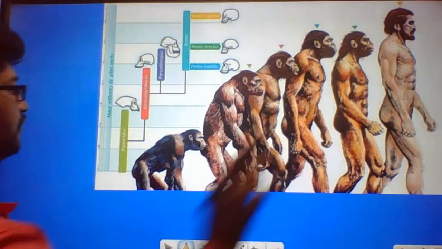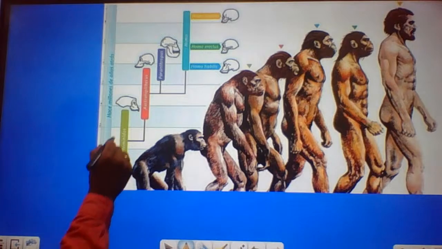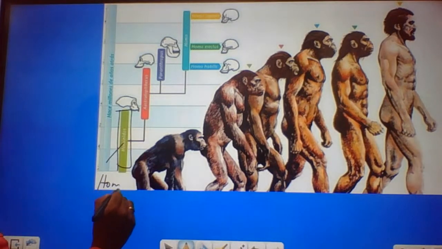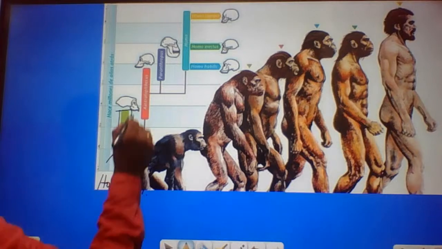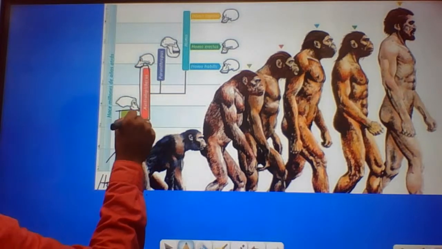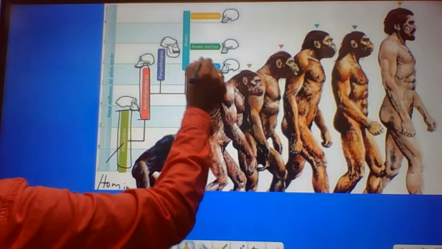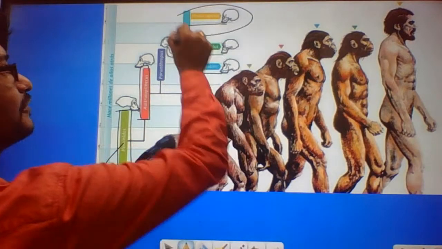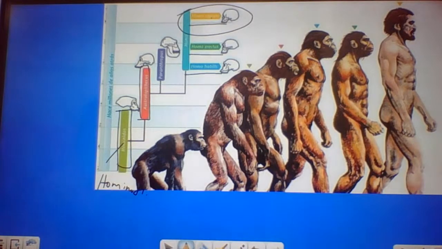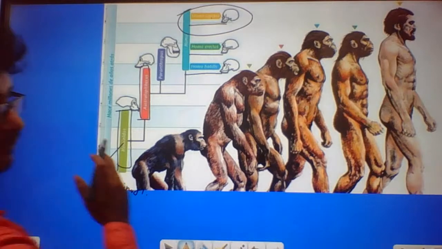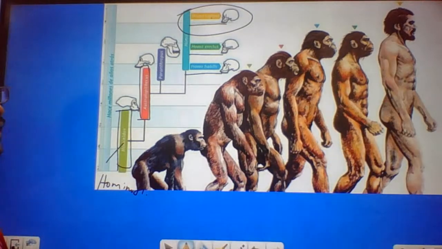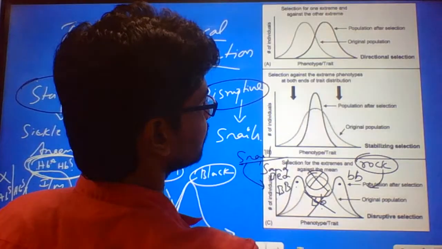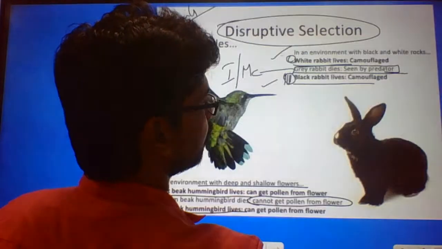So this is how the evolution takes place. First is hominoids. If it's not clear, I'll write it here: hominoids, then Australopithecus, then Homo habilis, Homo erectus, and Homo sapiens. So the last form that we got is Homo sapiens. These are the substantial changes which occur in the evolution of man. Now we'll discuss in detail the characteristics of each and every part.